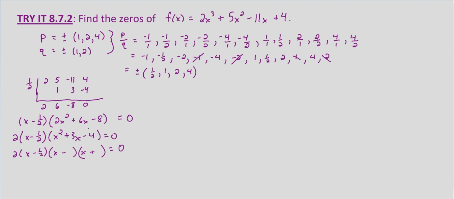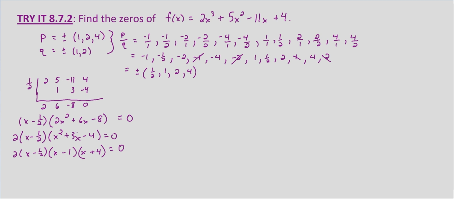So what two values multiply to -4 and add to +3? Well, that means we're going to have 4 as our positive and 1 as our negative, because then we end up with 4x minus x, which is 3x.